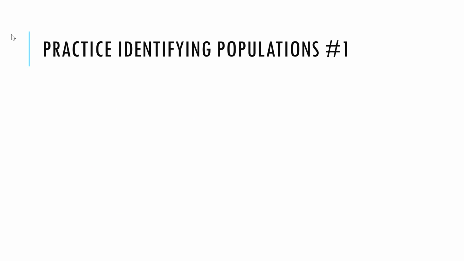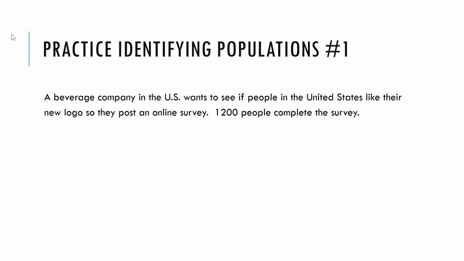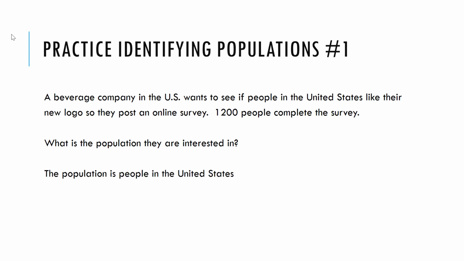Let's practice identifying populations. A beverage company in the US wants to see if people in the United States like their new logo, so they post an online survey. 1,200 people complete the survey. What is the population the beverage company is interested in? The population is people in the United States.